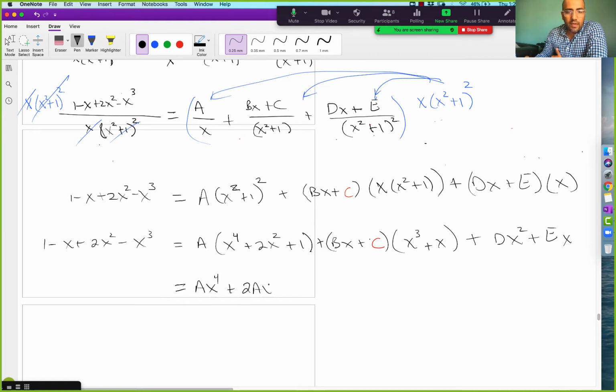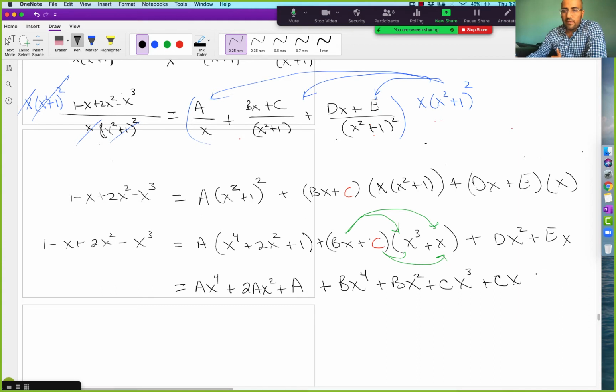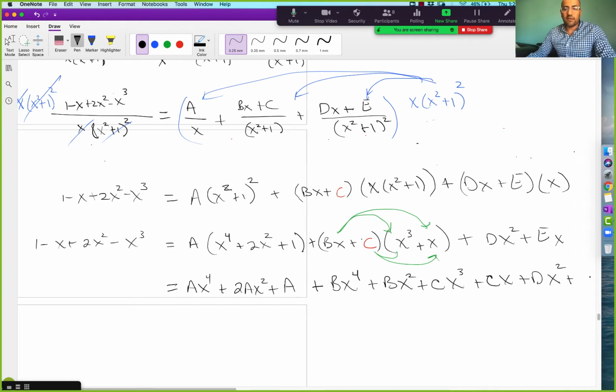plus 2ax squared plus a plus, and then when I FOIL this guy, let's put it in green, get this times that times this times that. So we'll get bx to the fourth power plus bx squared plus cx cubed plus cx, and then these guys, plus dx squared plus ex.